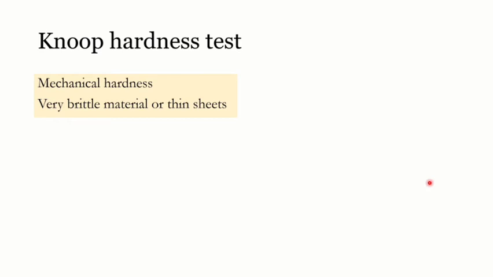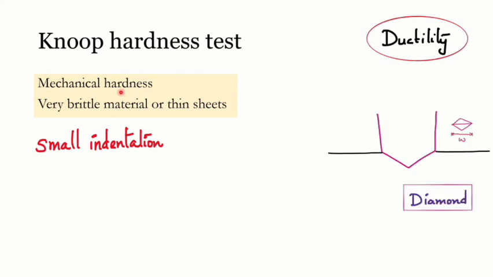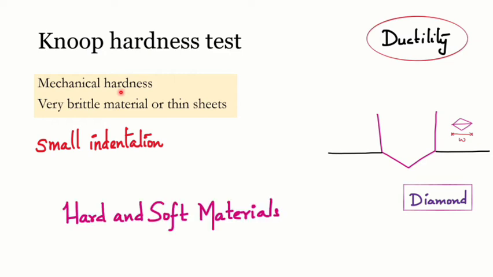So next is Knoop's hardness test. So this is used to measure the mechanical hardness, used particularly for very brittle or thin sheet material. So here only a small indentation is made because the material that is used is very brittle. So this is independent of the ductility of the material, and you can assess values of both exceedingly hard or exceedingly soft materials using this.